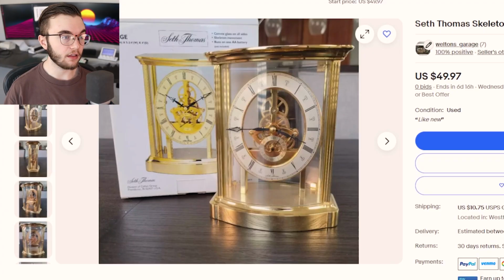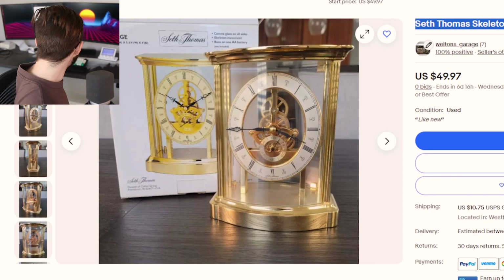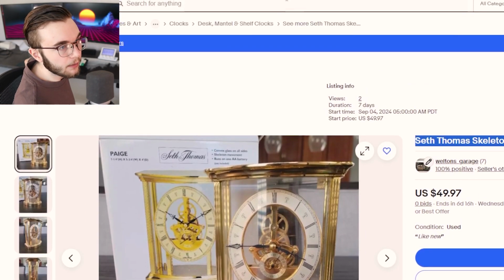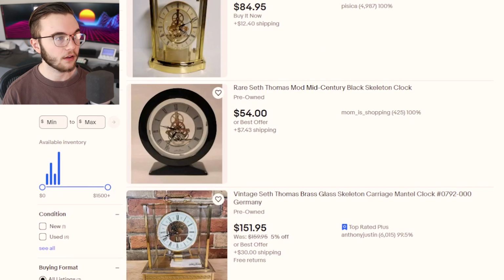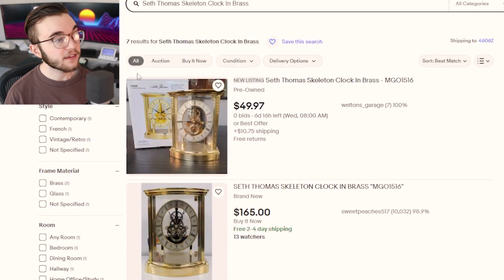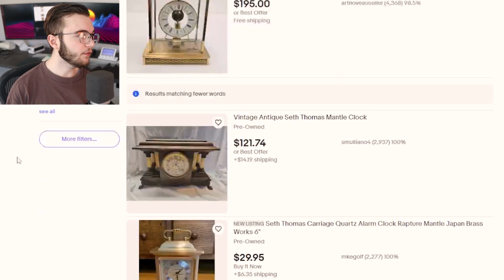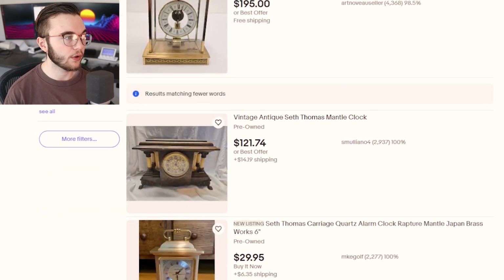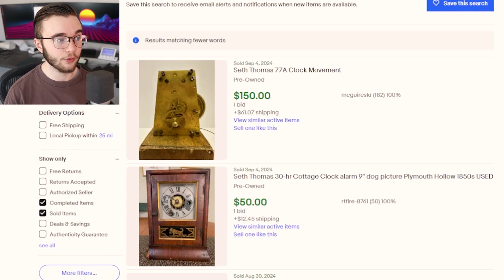I found a clock at a rummage sale the other day, and this is the clock. And as you can see, we can look up this clock. It's a nice brass clock. You'll be able to see that there's only 3 of this exact clock listed. 3 of them. It says 7 results. These other clocks are completely different. They're other of the same brand of clock. And if you scroll down and you look at the sold items, none of this exact clock has ever sold.